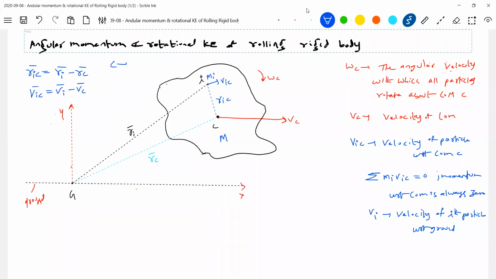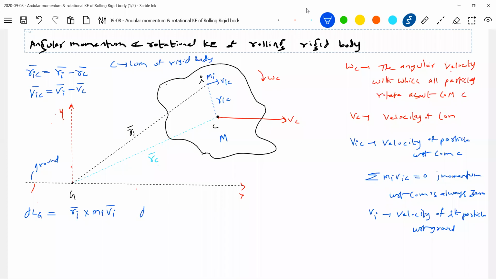I think by this time everyone knows the center of mass of a rigid body. I think I defined all the parameters here. Let's write all the equations one by one. So the angular momentum of the ith particle with respect to ground, about an axis passing through G and perpendicular to the plane of paper. What is the basic formula? Ri bar cross Mi Vi bar, R bar cross P bar, or R bar cross MV bar.